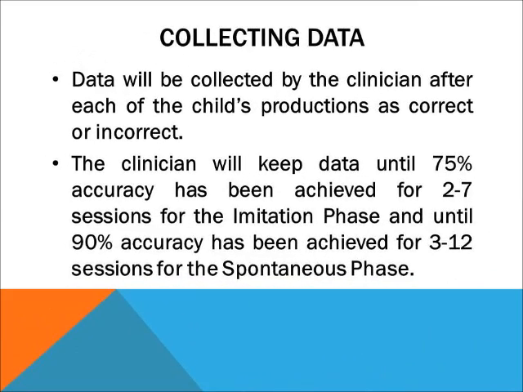To collect data, the clinician will judge the client's productions as correct or incorrect and mark on a data collection sheet using a plus or minus. This will continue until 75% accuracy has been achieved for 2 to 7 sessions for the imitation phase and until 90% accuracy has been achieved for 3 to 12 sessions for the spontaneous phase.